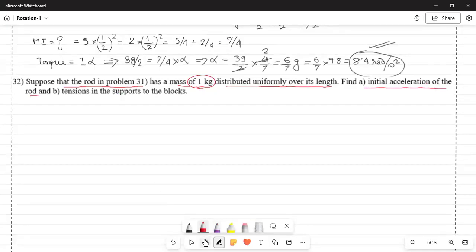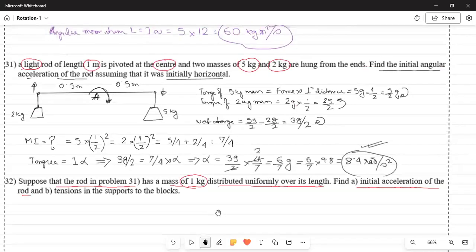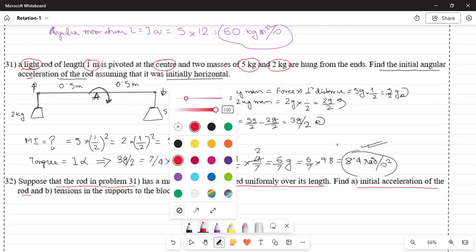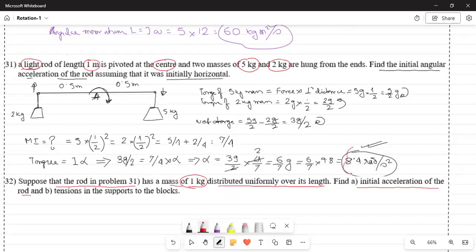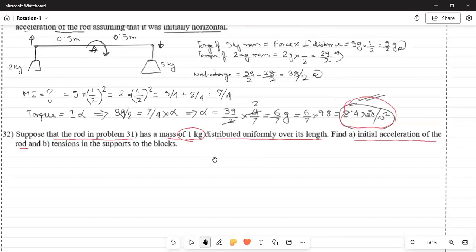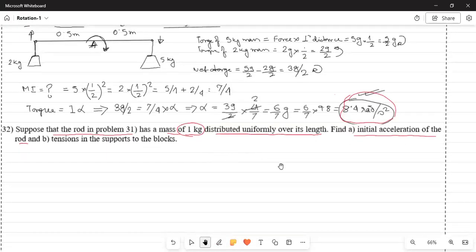Here we have found the initial acceleration alpha, considering there is no mass of the rod. Now we have to do the same calculation considering there is a mass in the rod.